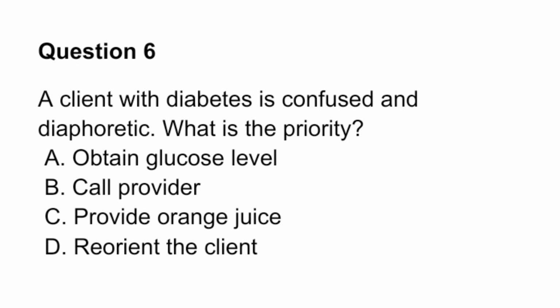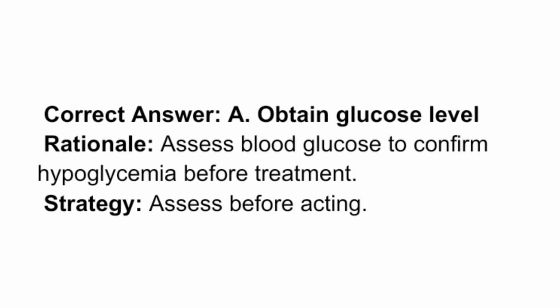Question 6. A client with diabetes is confused and diaphoretic. What is the priority? A. Obtain glucose level. B. Call provider. C. Provide orange juice. D. Reorient the client. Correct answer, A.